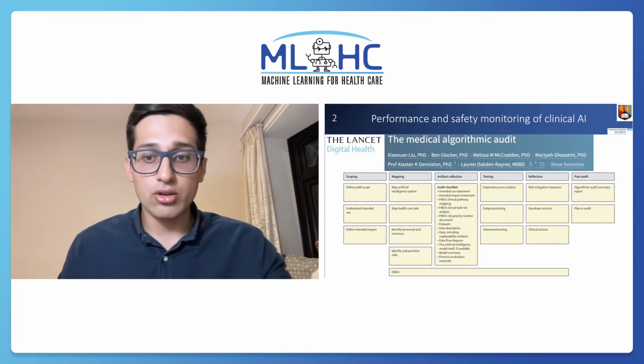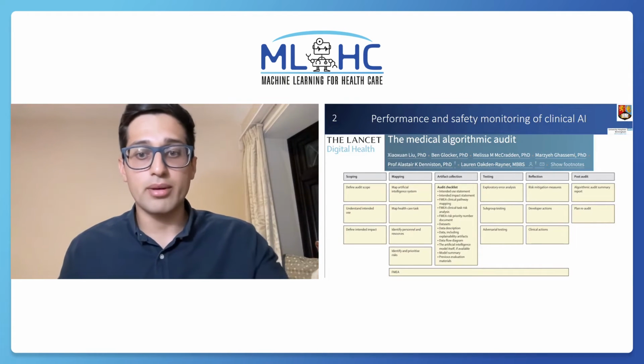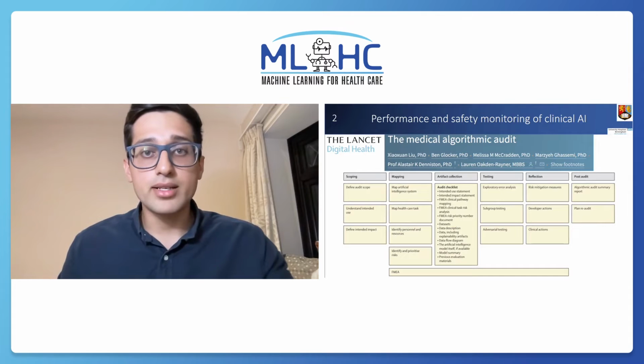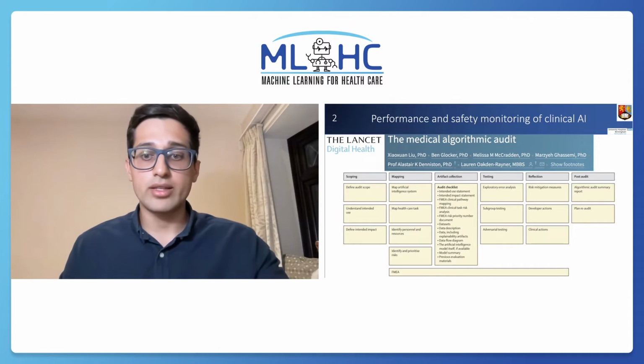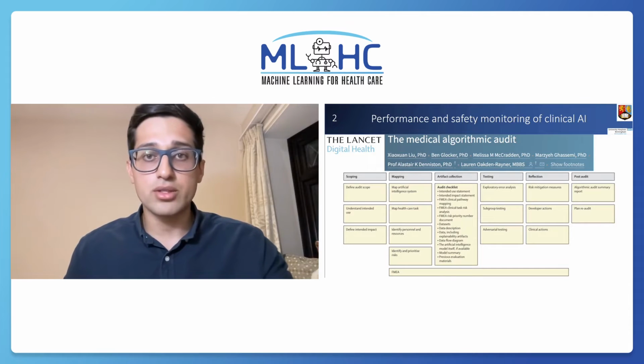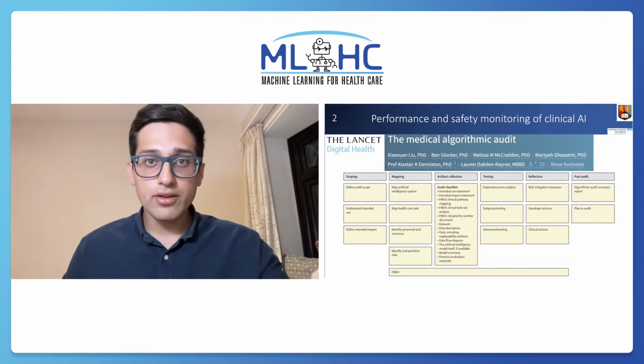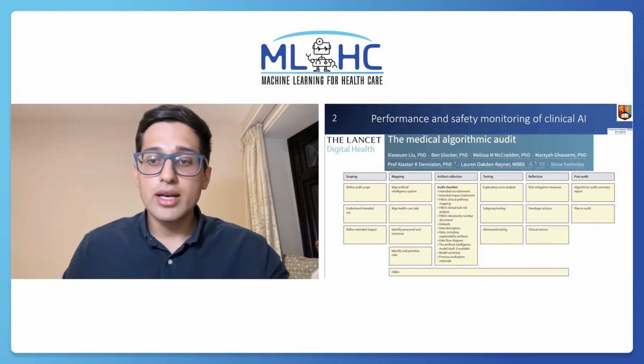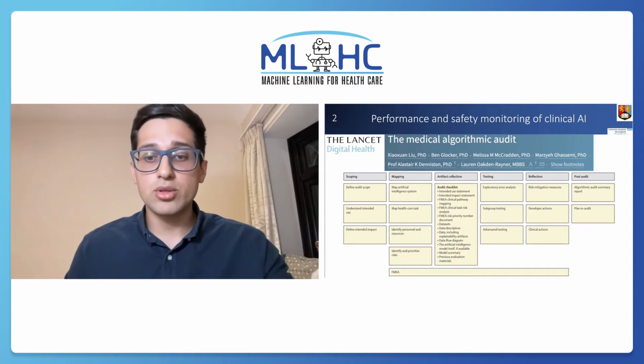I won't go into too much detail on this slide here. However, this is the Medical Algorithmic Audit published earlier this year by our team in Birmingham. It's comprised of various stages, starting with defining audit scope and ending with development of actions in response to audit findings. A significant component of the audit is the concept of failure modes and effects analysis. This aims to understand where the algorithm might be prone to errors and what effect these errors might have.